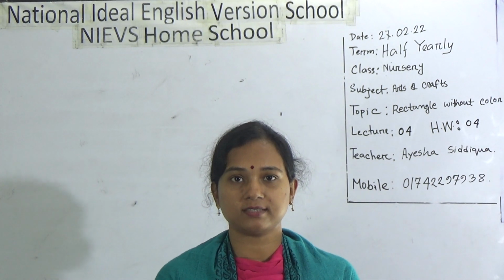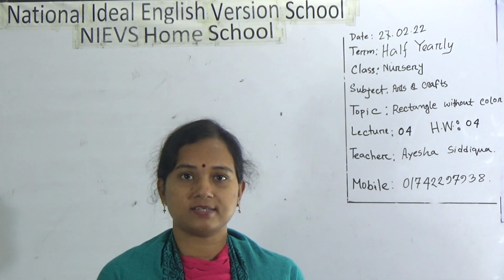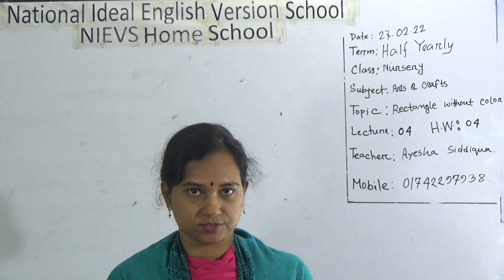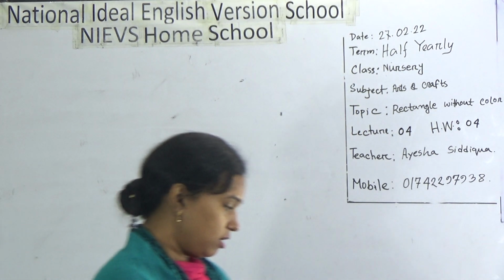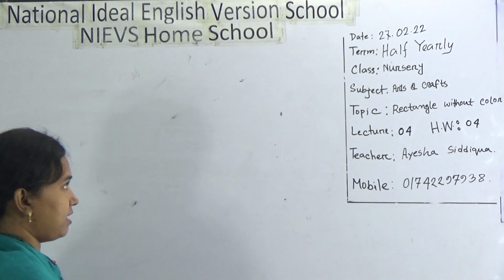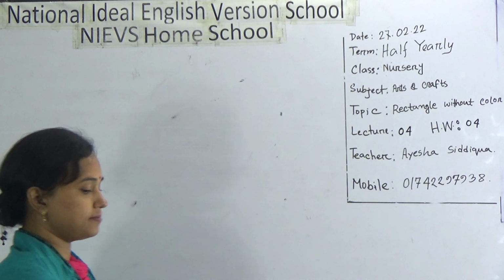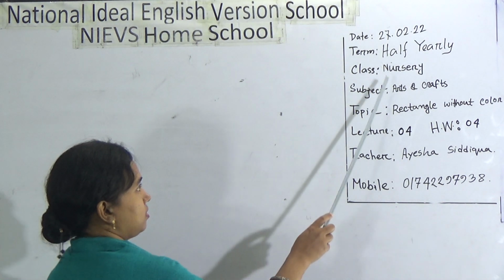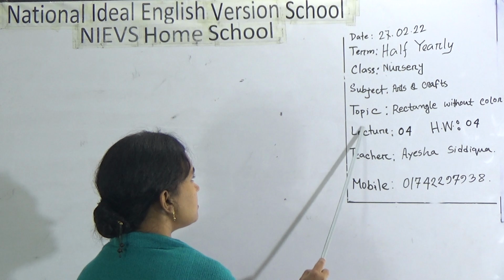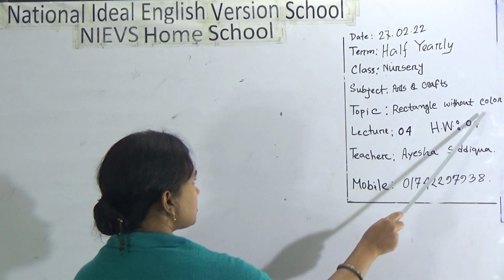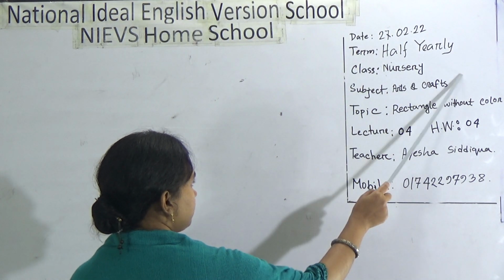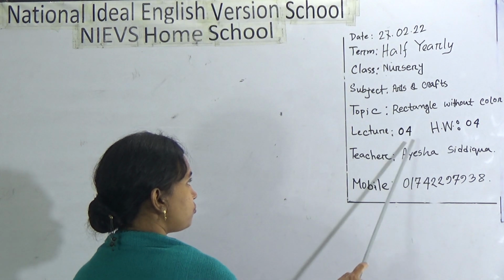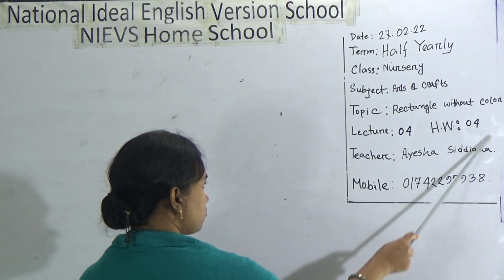This is Ayesha Siddiqua Sara, Assistant Teacher of Arts and Craft at National Ideal English School, morning shift. Today I am going to take a class for class nursery. Look, nursery's class topic is rectangle without color, term half yearly, and lecture number 4, SW number also 4.